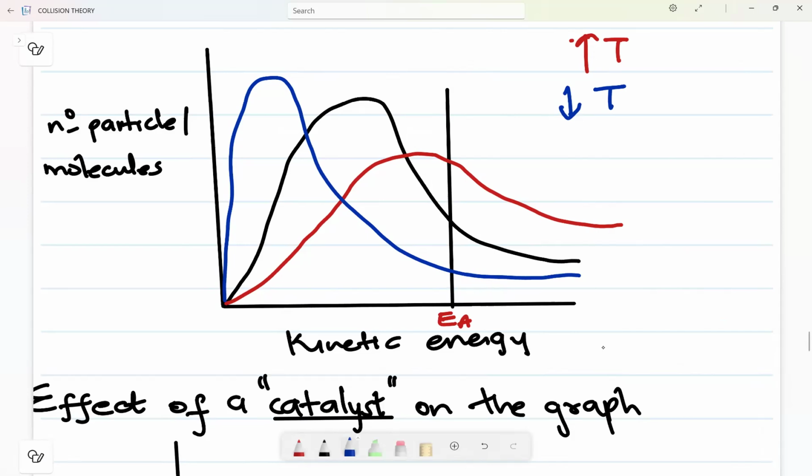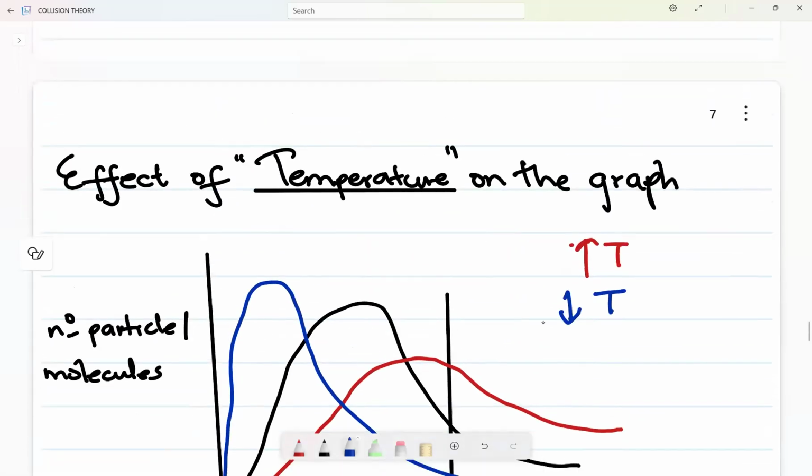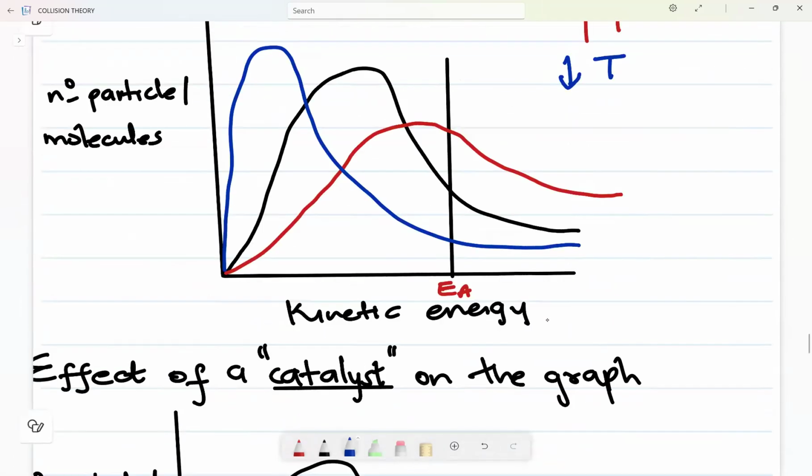With an increased temperature, your peak will be lowered and your graph will be broader, but for a decreased temperature, it will have the highest peak, but it will be narrower. Yes, just like that. I just need you to know how to analyze these.